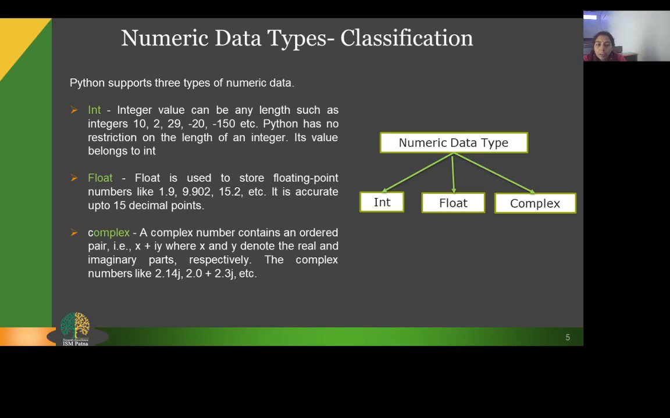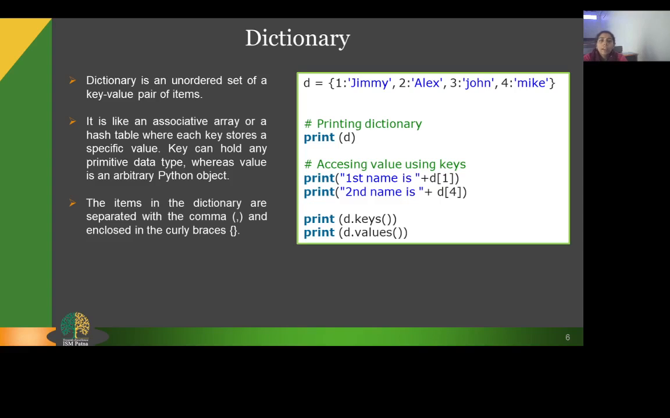Here is the complex number example which we have just done practically. A complex number contains an ordered pair, that is x plus iy, where x and y denote the real and imaginary parts. Now the second data type is the dictionary. It is an unordered set of key-value pair items where each key and value are separated by a colon and each and every element is separated by a comma, as you are able to see in the example.